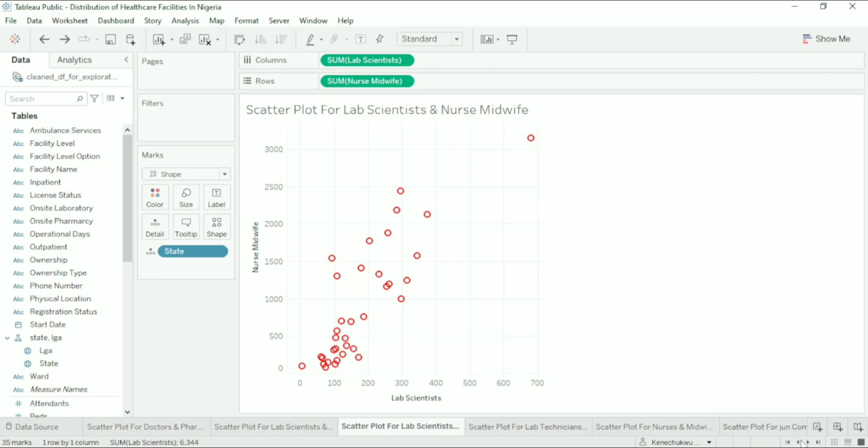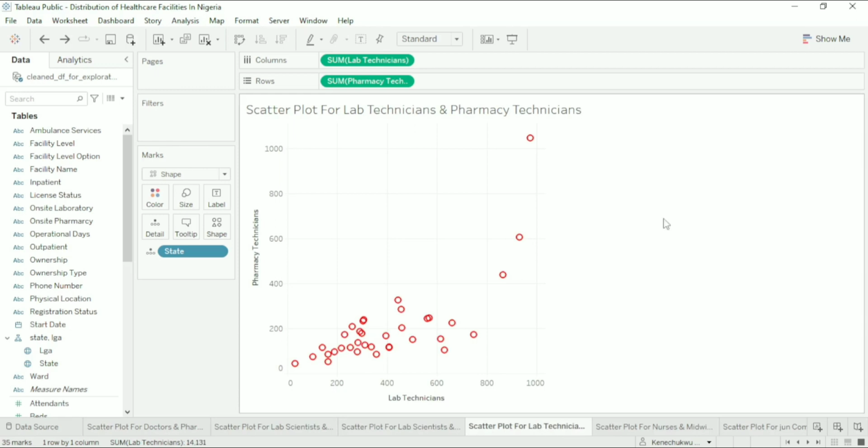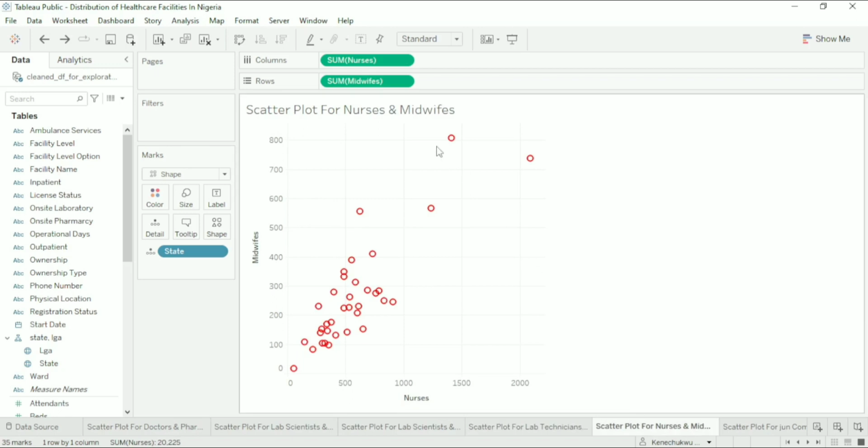Okay, let me shift this. Okay, let me do it for this. Okay, Lagos again. Yeah, this is pharmacy technicians and lab technicians. So Lagos again, Kaduna, Kano, and then others. So they're correlated too. Then we have nurse and nurse midwife. In this area we have Lagos again, Kaduna, Kano. FCT wasn't close yet.